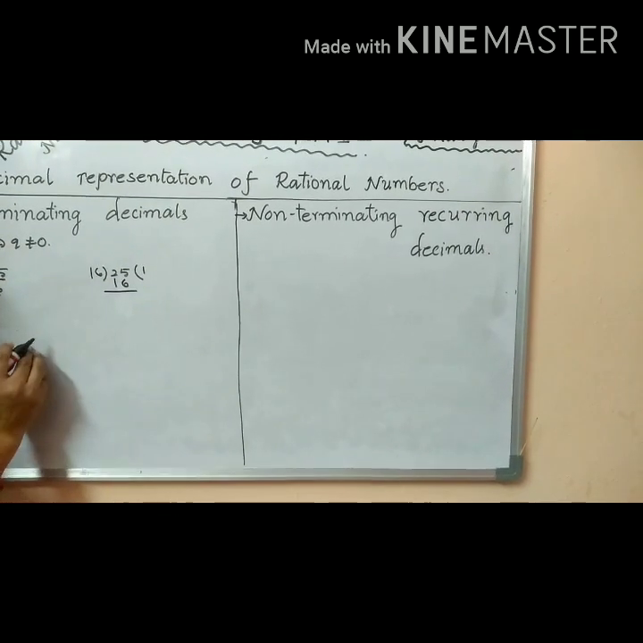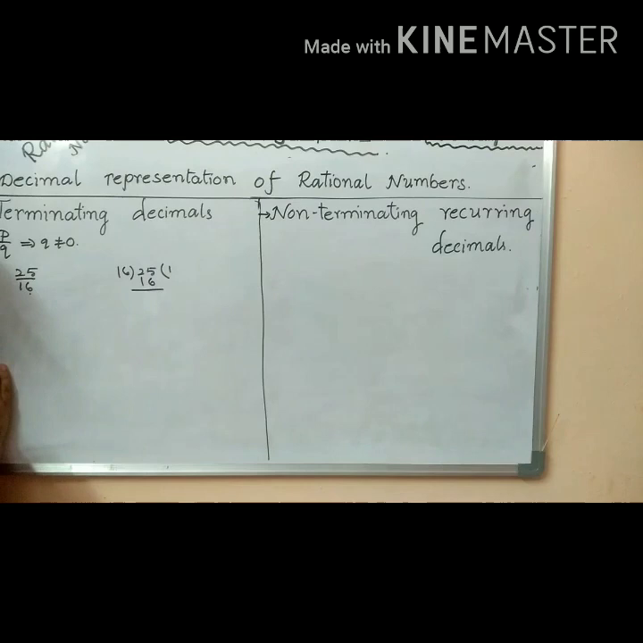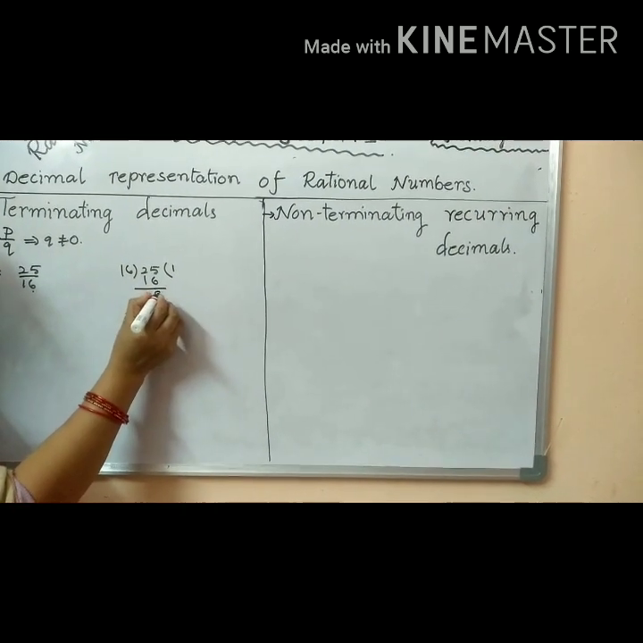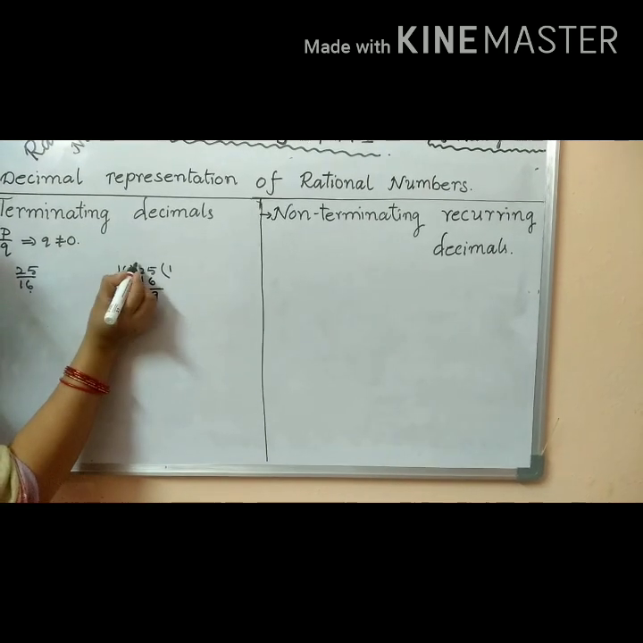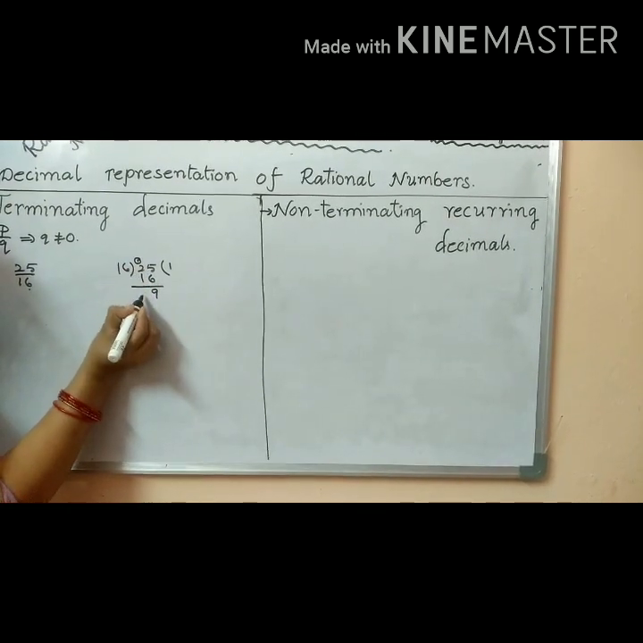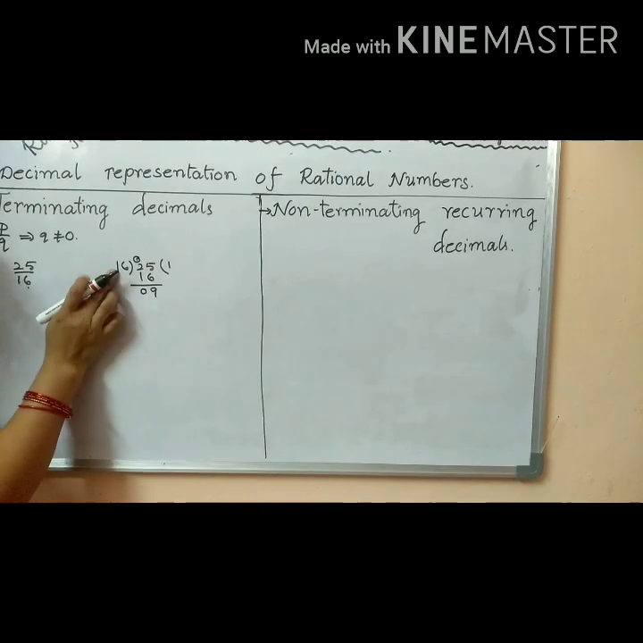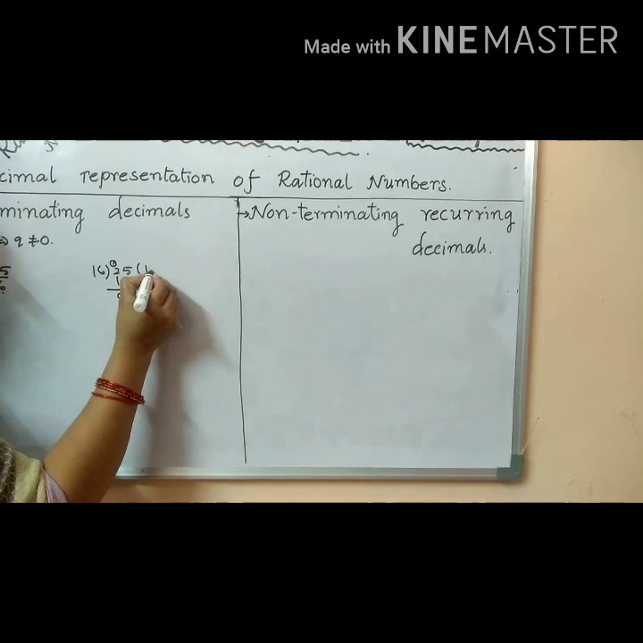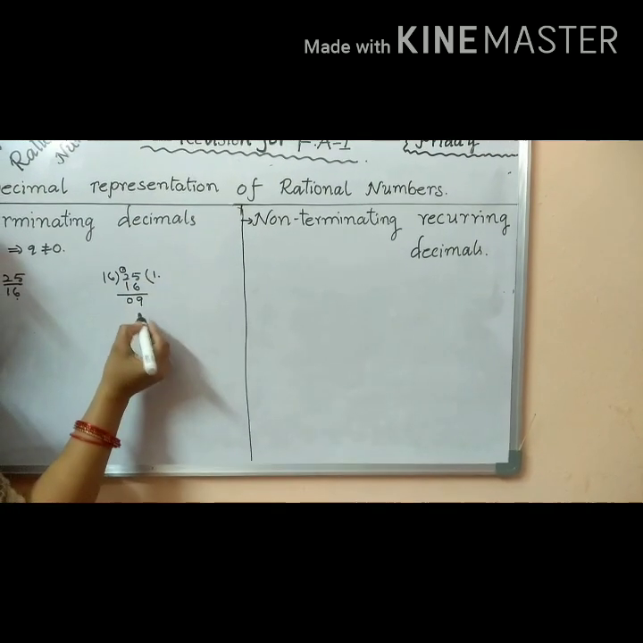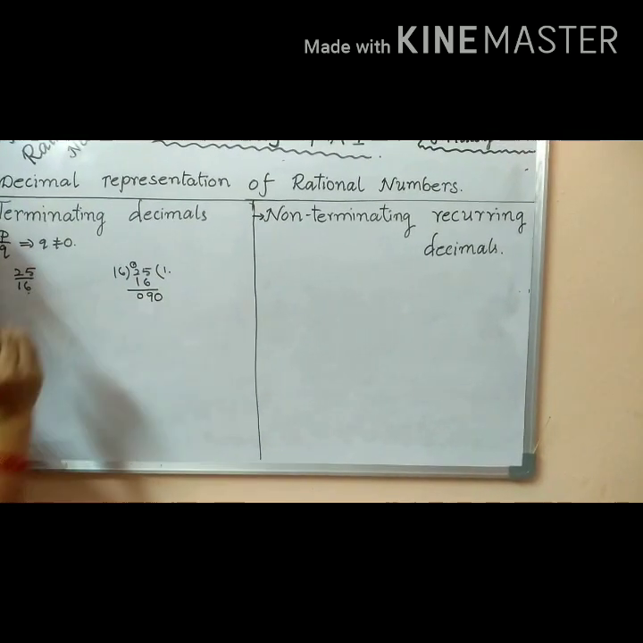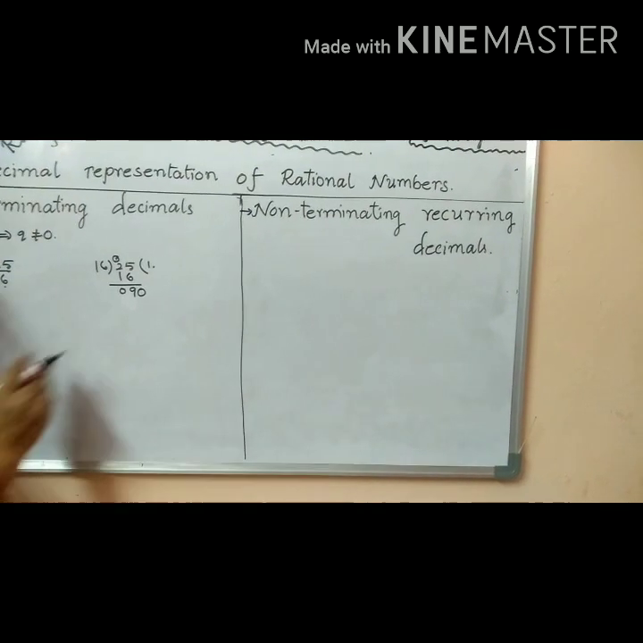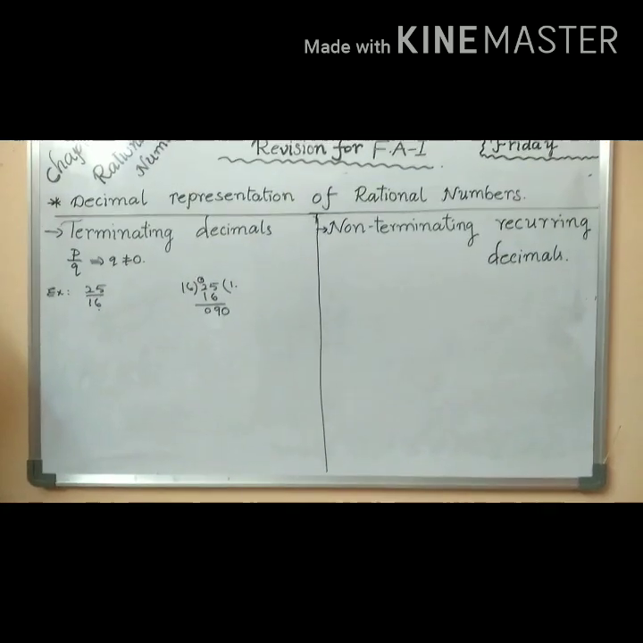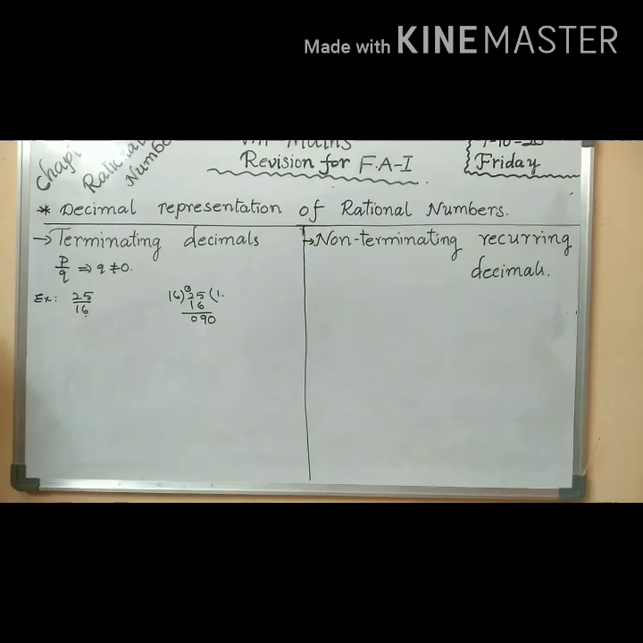Now do the subtraction. Here take the borrowing. 15 minus 6, 9. Here the remaining 1 is there, 1 minus 1, 0. So is 16 possible in 9? No. Okay. Now here keep the point and put the 0. How many times is 16 possible in 90?